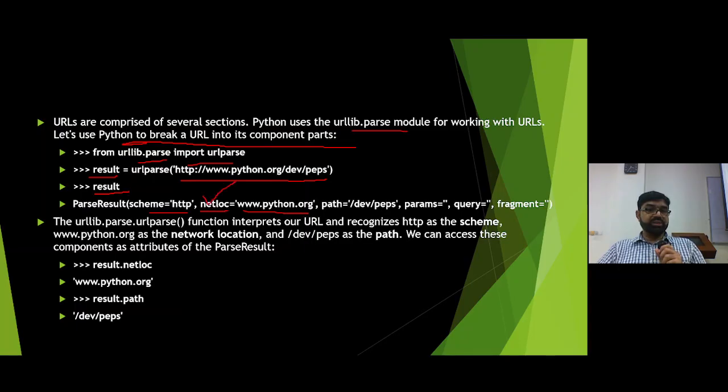The important point is just that you understand that the netloc is basically the domain. The path is /dev/peps, params is empty, query is empty, fragment is empty, right? So the urllib.parse function interprets the URL, recognizes http as the scheme, www.python.org as the network location, and /dev/peps as the path, and we can access these components as attributes of the parse results. So all these things we can access.